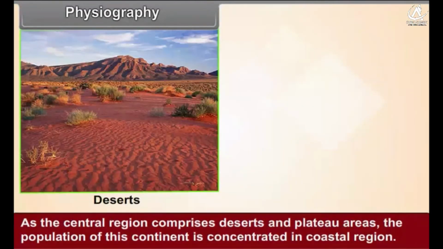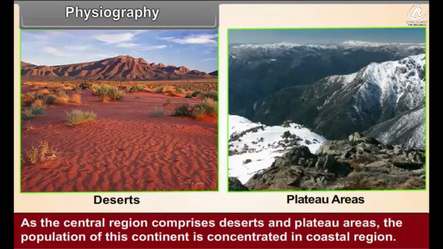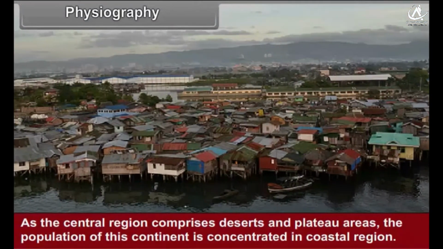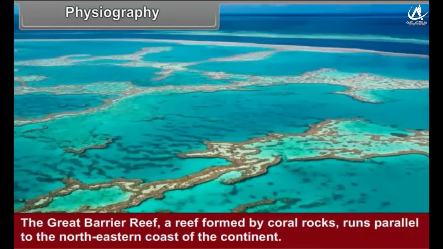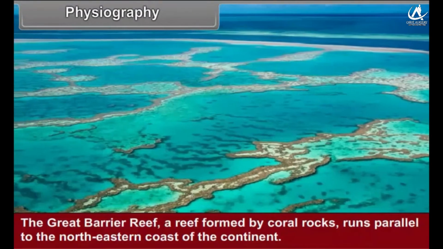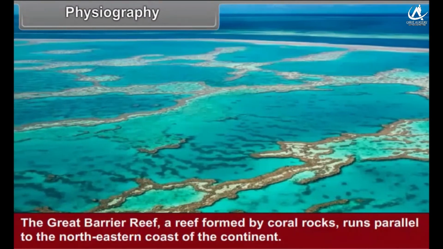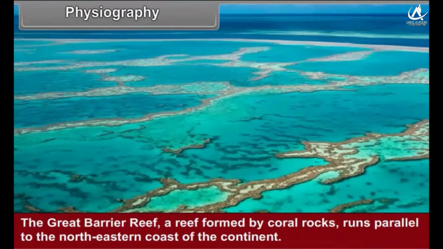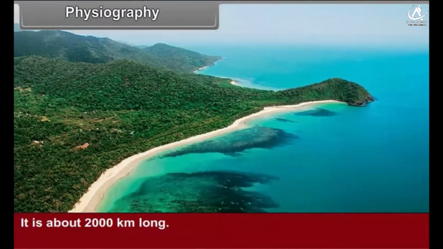As the central region comprises deserts and plateau areas, the population of this continent is concentrated in the coastal region. The Great Barrier Reef, a reef formed by coral rocks, runs parallel to the northeastern coast of the continent. It is about 2,000 kilometers long.